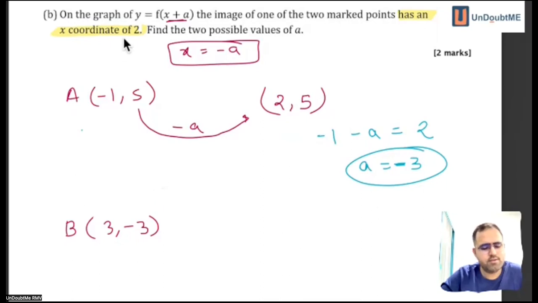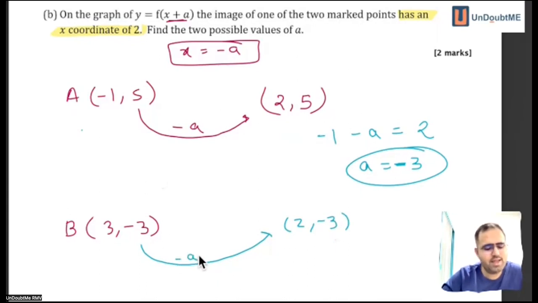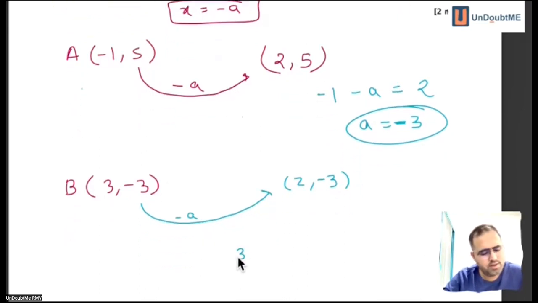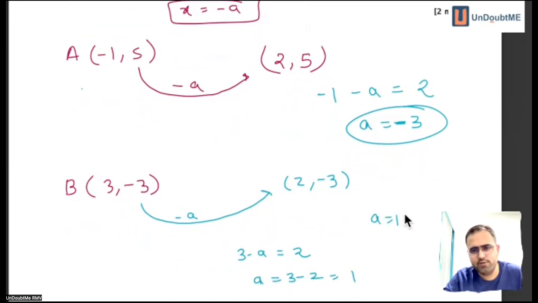Now they're saying that the x coordinate is 2. The x coordinate is 2 means it will become 2 comma minus 3. So what should be the value of minus a in that case? You can do the same thing. It will be 3 minus a is equal to 2, and a will be equal to 3 minus 2, that is 1. So the next value of a is 1.